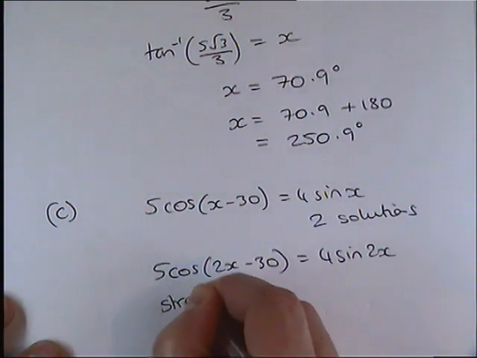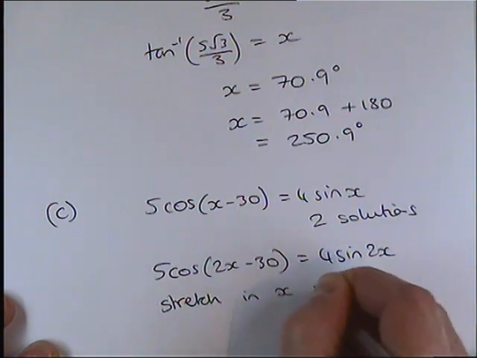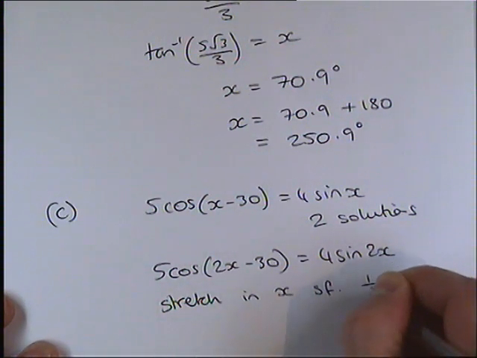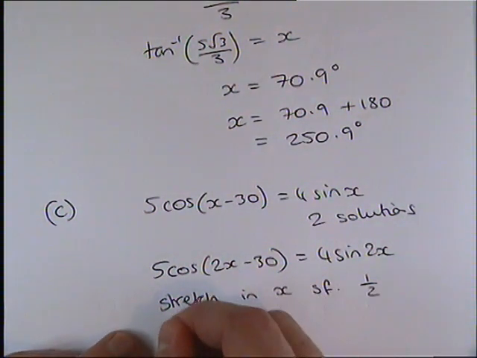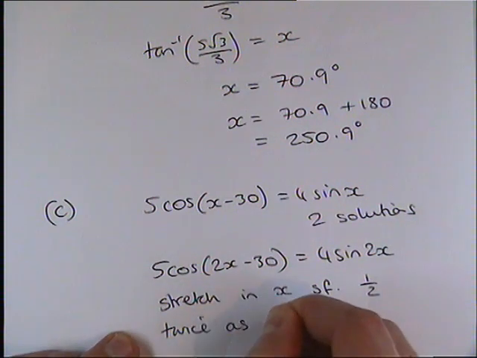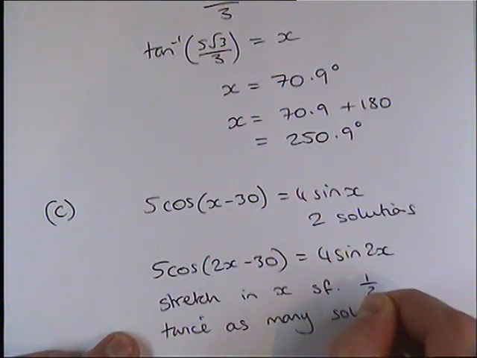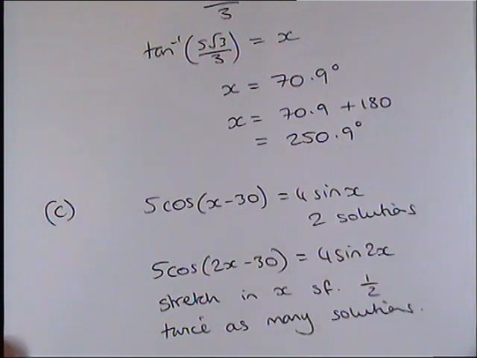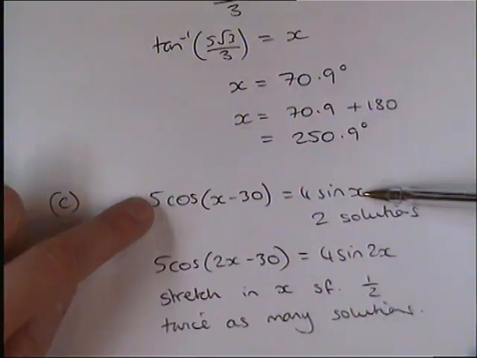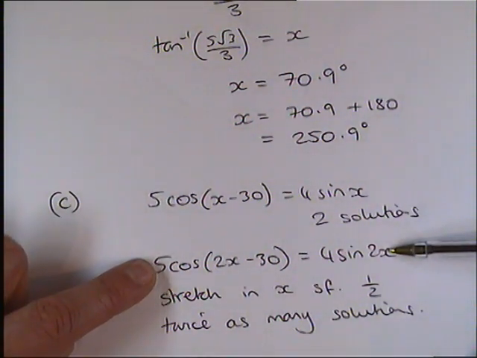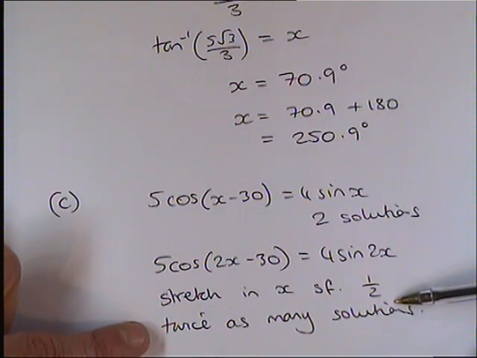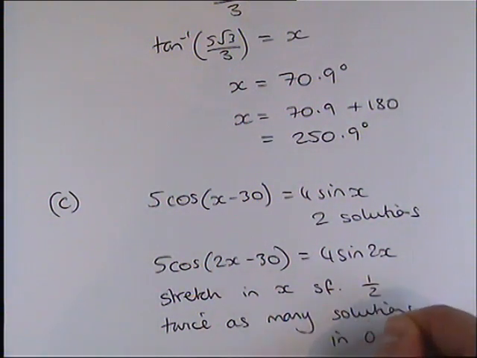So scale factor 1/2. Now, what does that mean? It means that they're going to cross over twice as many times. All right, so if you had these two graphs, they would cross over twice. But if you had these two graphs, because they have been stretched by a scale factor of a half, there will be twice as many solutions in the range 0 to 360.